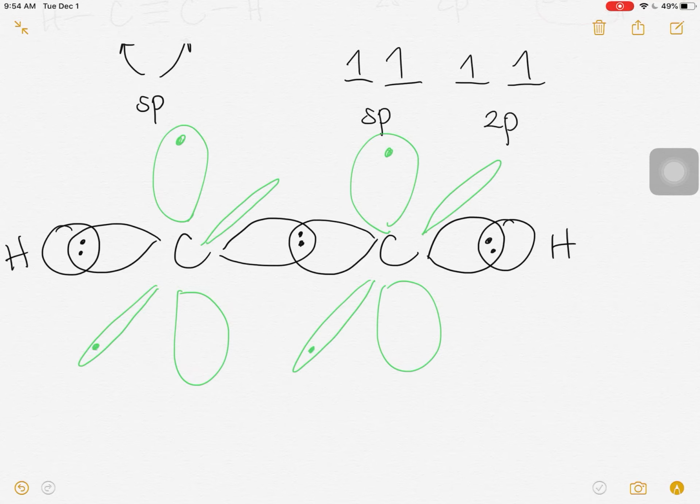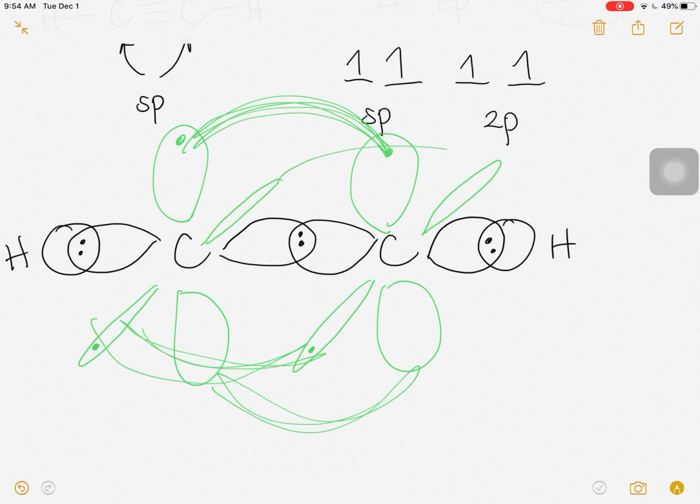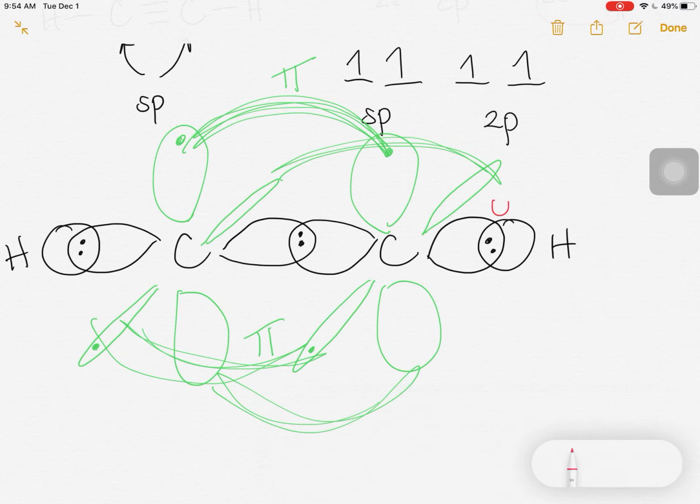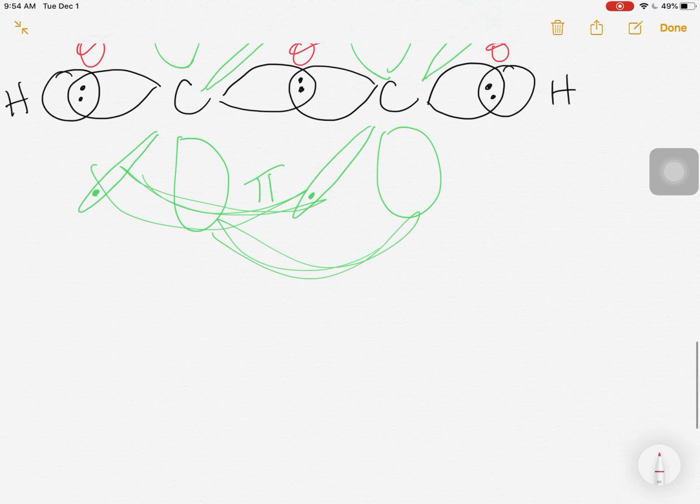And I don't care where you draw the electron, whatever. There's one here and there's one here. So I've got pi bonding occurring, and I've got pi bonding occurring. So I've got a pi and a pi and a sigma and a sigma and a sigma.